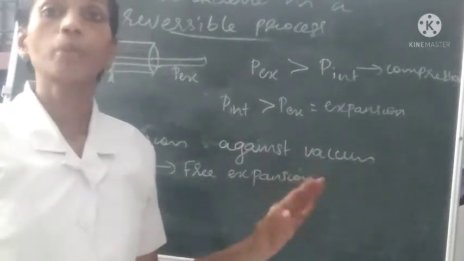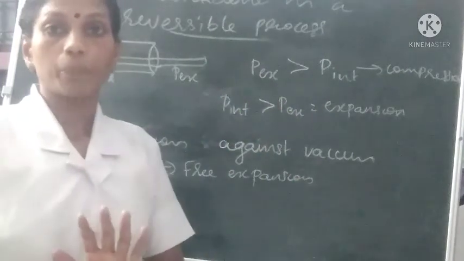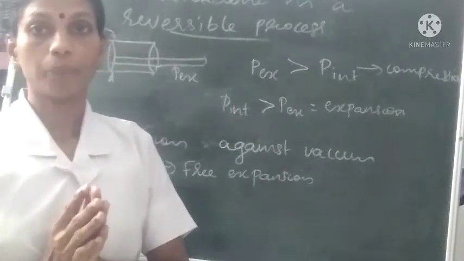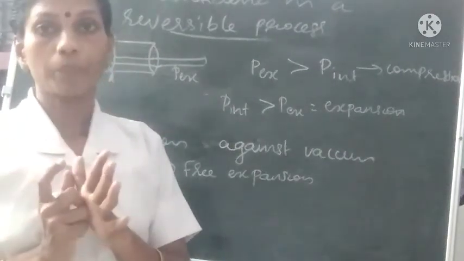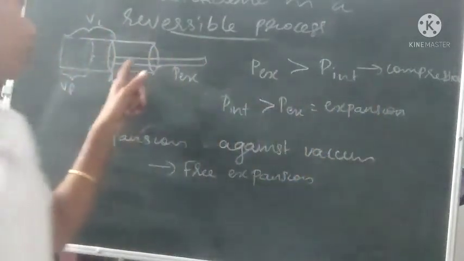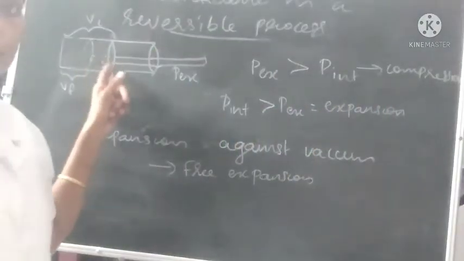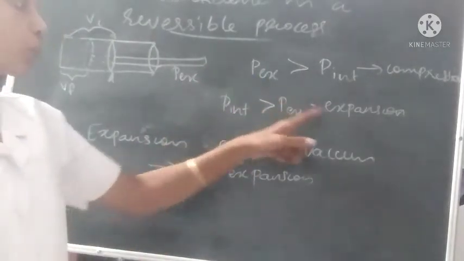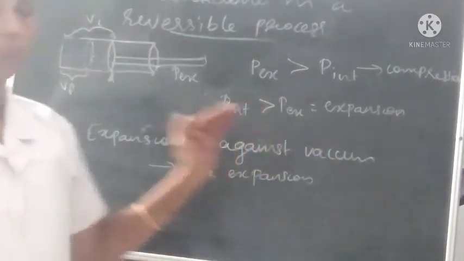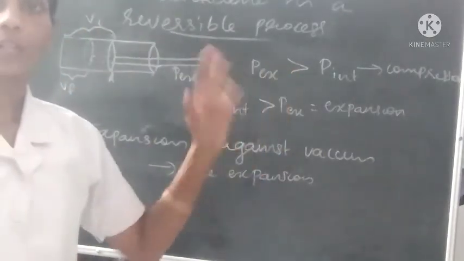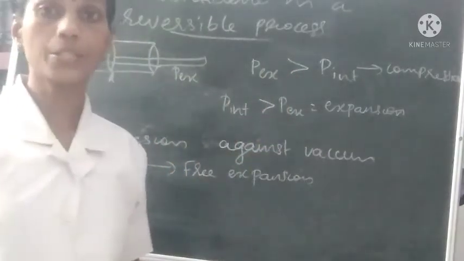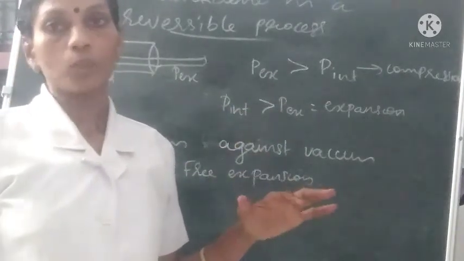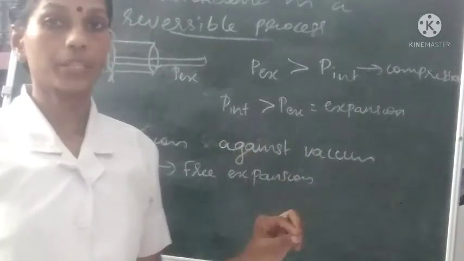Whatever may be that, the formula for work done will be the same, that is, work done is equal to minus P external into delta V. But the sign will be different. During compression, work is done on the system, that is on the gas, so the work done should have a positive value. And during expansion, the work is done by the system. The system is applying a pressure on the piston. As a result, this work is done by the system, so the work done should have a negative sign, a negative value. Is it clear? That only you have to study here.